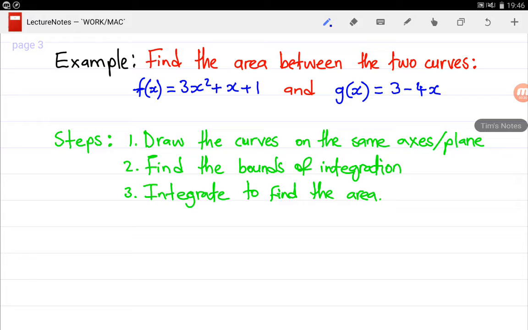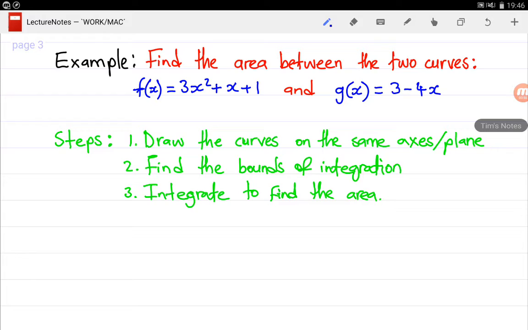So the first step is we have to draw the curves on the same axis, and that's very important because if you draw them on different axes or planes, it's going to be a bit difficult for you to see which area we are talking about, which area is between these two curves. So drawing them on the same axis or the same plane will make it easier to see which area the question is asking about.